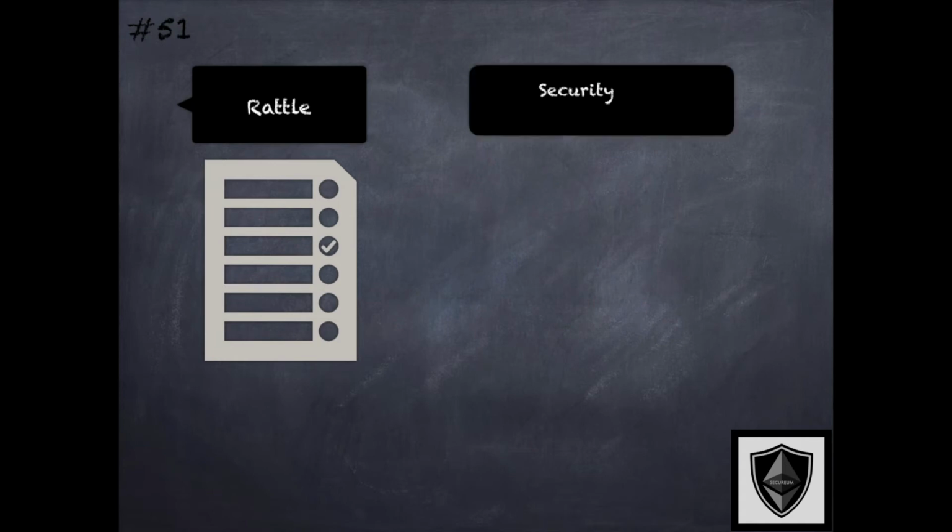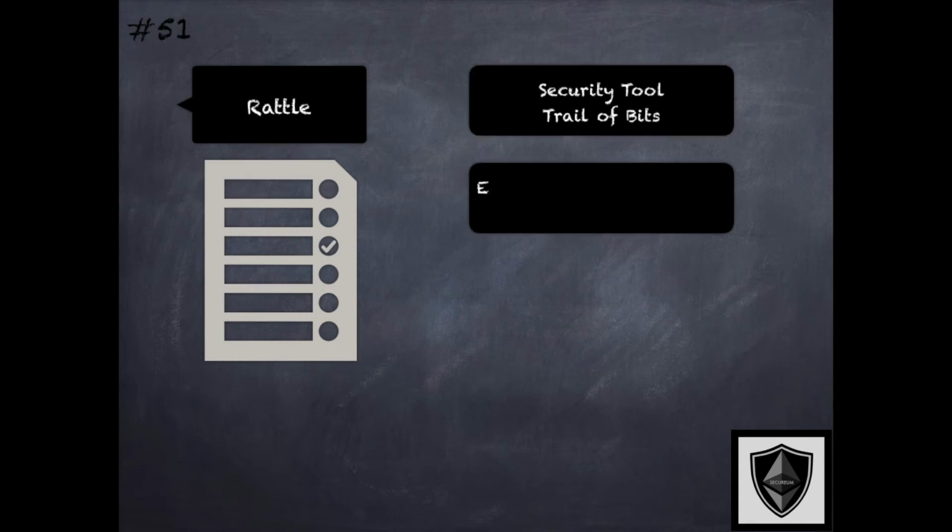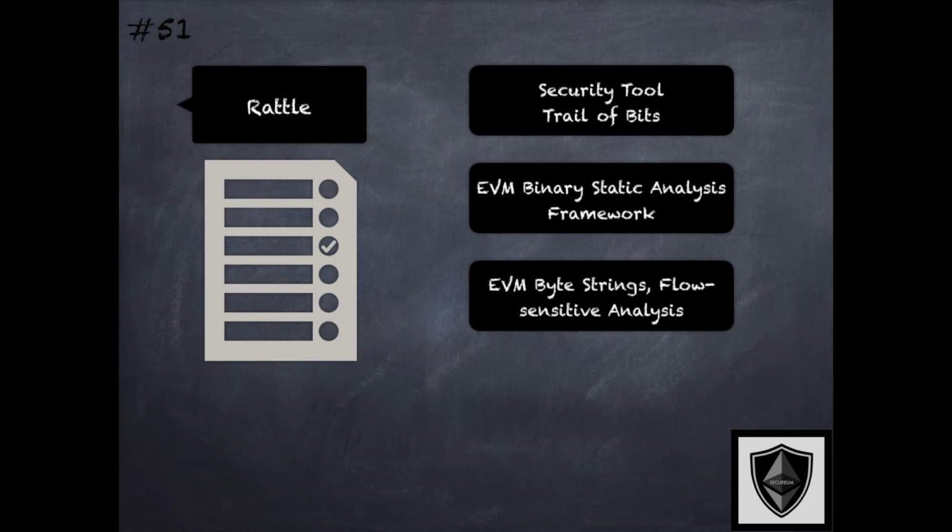Rattle is another security tool from Trail of Bits. It is an EVM binary static analysis framework that is designed to work with deployed smart contracts. It takes EVM byte strings as inputs and uses a flow-sensitive analysis to recover the control flow graph. In static analysis terminology, flow sensitive refers to an analysis that considers the control flow statements. Similarly, there is context sensitive and path sensitive analysis as well.